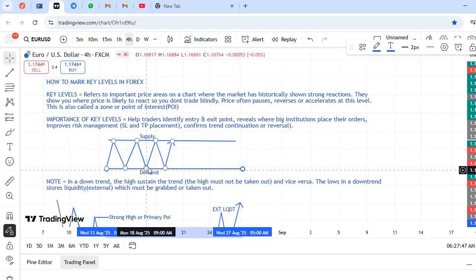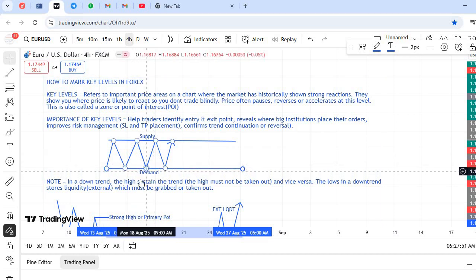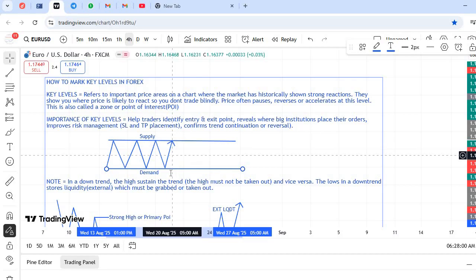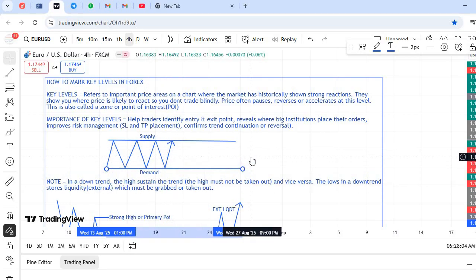Once you see that price is bouncing back, it is a great opportunity for you to look for your buying opportunities. And the same thing happened here too. Price tested this level and started bouncing back, so it is an opportunity for you to look for a buying opportunity.